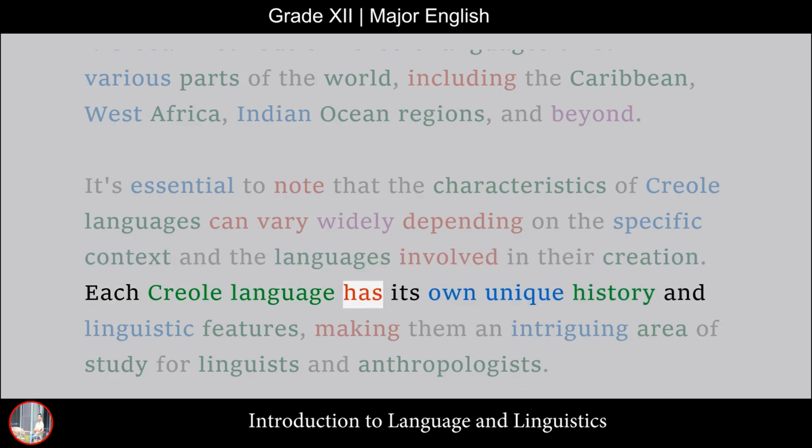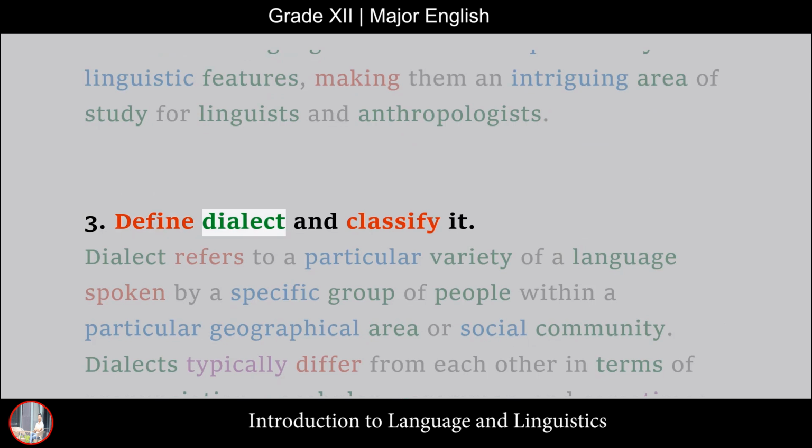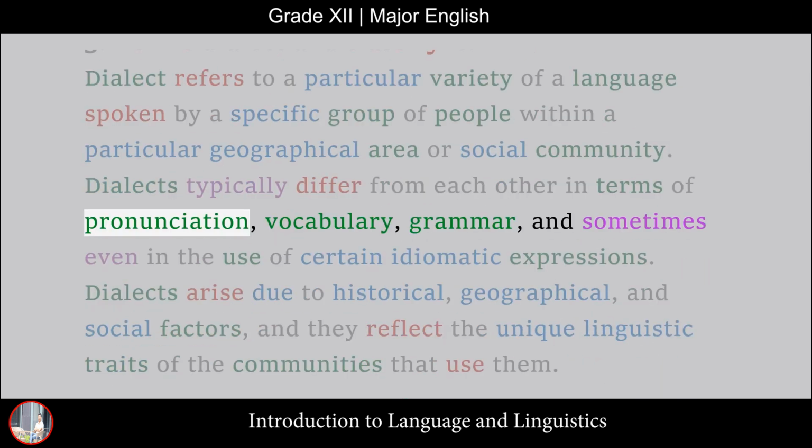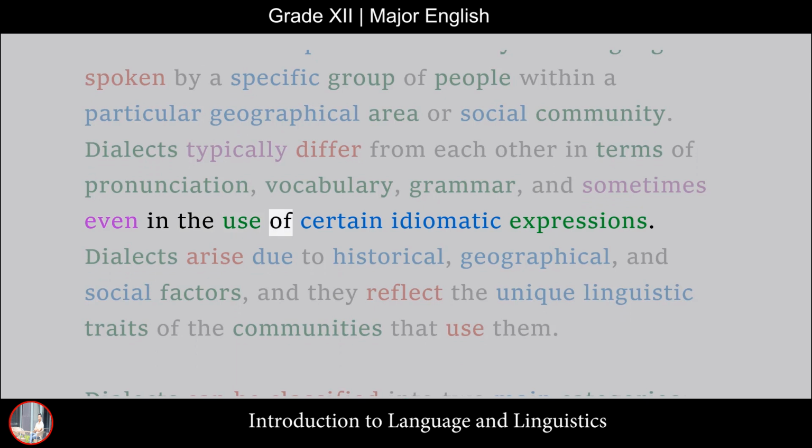Each Creole language has its own unique history and linguistic features, making them an intriguing area of study for linguists and anthropologists. 3. Define dialect and classify it. Dialect refers to a particular variety of a language spoken by a specific group of people within a particular geographical area or social community. Dialects typically differ from each other in terms of pronunciation, vocabulary, grammar, and sometimes even in the use of certain idiomatic expressions.